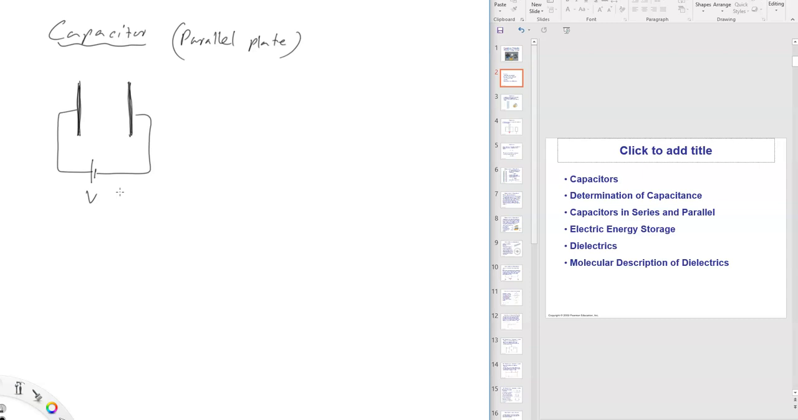Now what happens is, the standard way is to draw a positive current going from the positive side to the other side. So we're not going to do that here. We know that in reality, electrons are going to leave from the negative side, and then these electrons will accumulate over here on this plate.